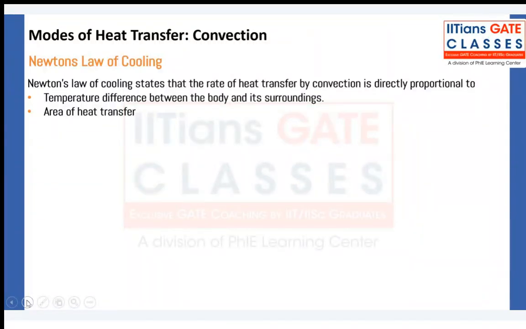Now, the governing law for convection. Governing law for convection, what is the governing law? Brother, what is the governing law for conduction? Tell me, what is the governing law for conduction? What is the governing law for conduction?